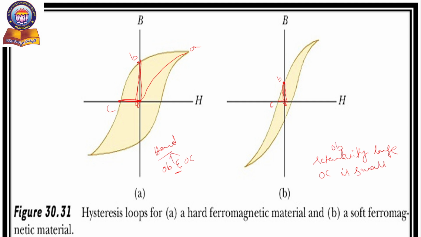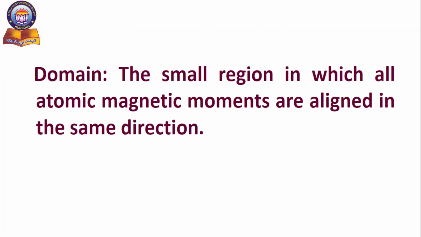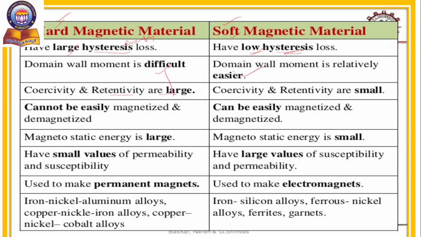Here both OB and OC are high for hard magnetic materials. By seeing the model diagrams only, it is possible to write this point. Coercivity and retentivity are both large for hard magnetic material, and for soft, saying both are small is wrong. Retentivity is the vertical distance, O to B, and it is high, while coercivity OC is small. To erase that retentivity, the field required is small in the case of soft magnetic material. Observe this correction here.